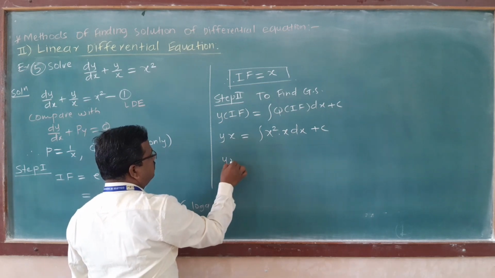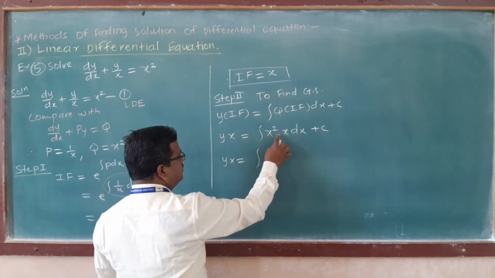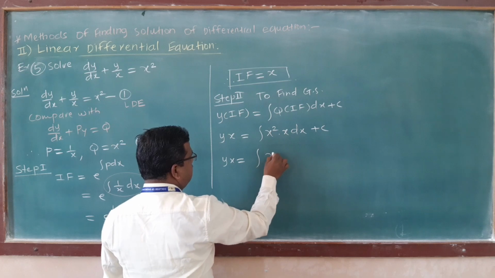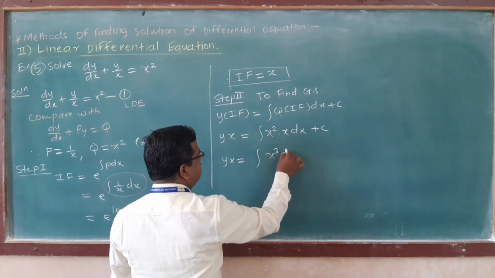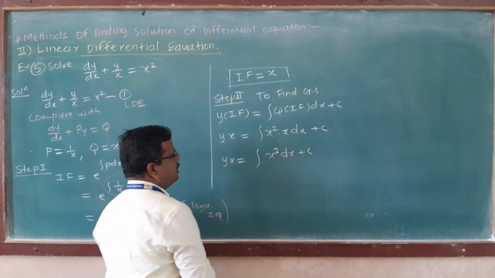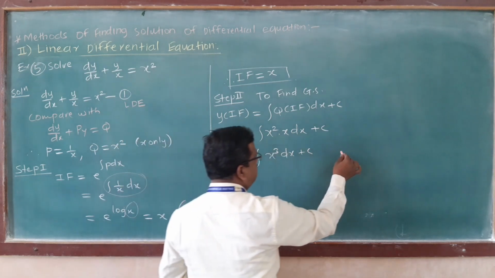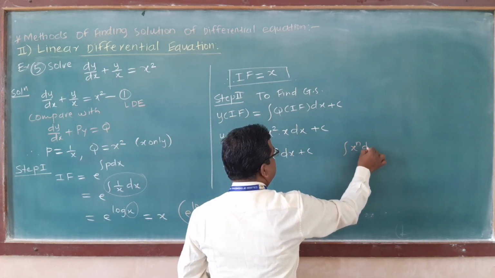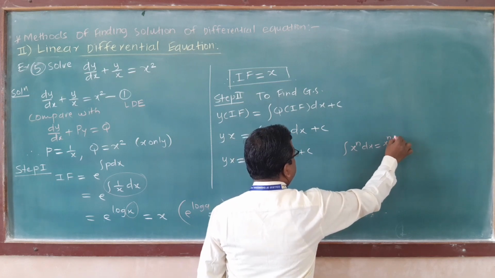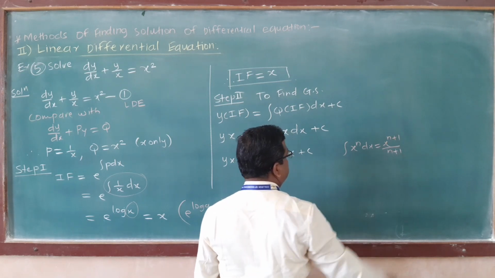So this is y into x, which is equal to integration of x into x square into x. This will be x cube dx plus c. Now for x cube use the formula: integration of x raised to n dx is equal to x raised to n plus 1 upon n plus 1.